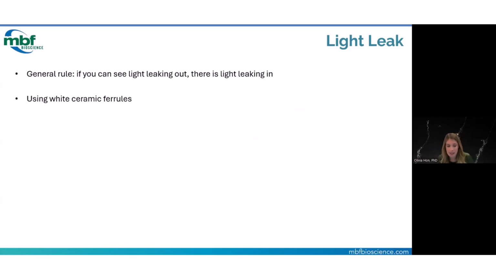One common thing I see is using white ceramic ferrules. People use these white fibers often for opto, which is fine, but with photometry, you care about the light that's coming back into the brain. So you don't want to use white ceramic ferrules. If you've already got animals where you did it already, my advice is just get a piece of heat shrink tubing and thread it on your patch cord so that it sits down over that fiber and just prevents any room light from leaking in.